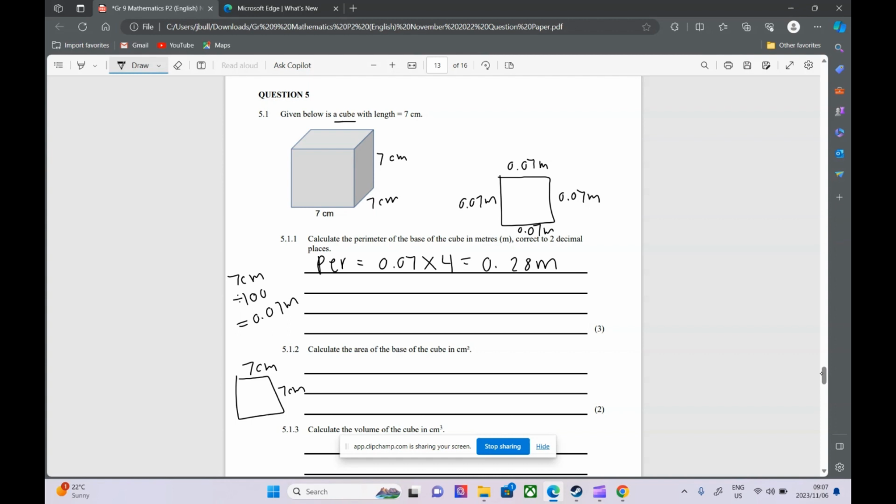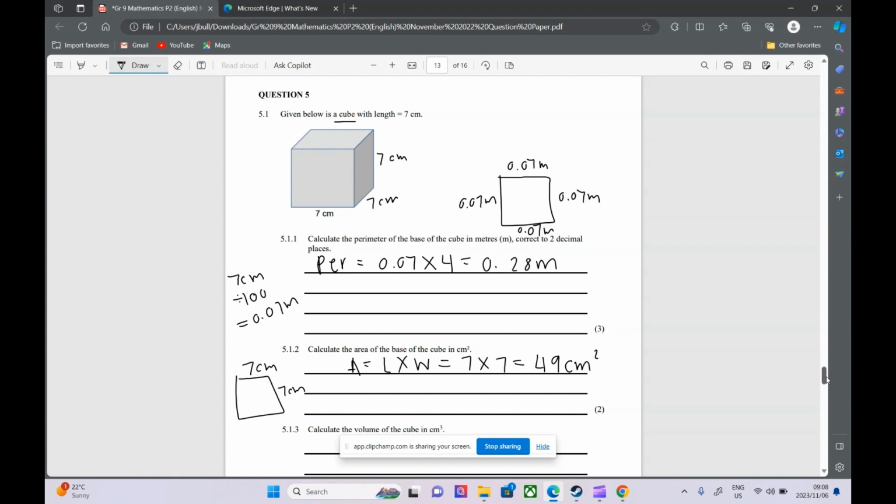Area, we remember area of a rectangle, area of a square is always just length times width. So here we've got a length of 7, a width of 7, and so we're going to get 49 centimeters squared because we went centimeters times centimeters, so we've got a little square. Area is always a little square.